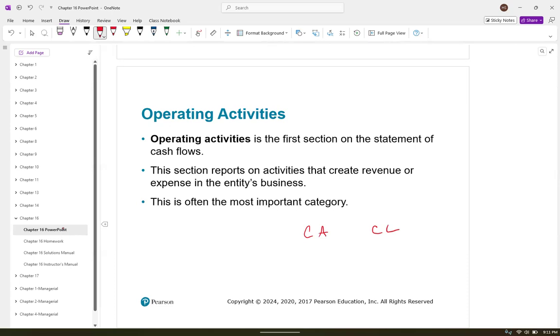And think about that. What is this business? What are they in the business of doing? Those are the things you're going to see in the operating section of the statement of cash flows. Okay. It is probably the most important category.